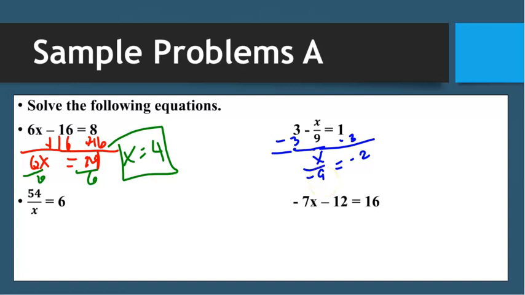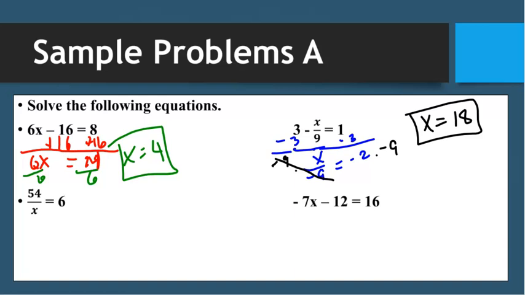So the opposite of dividing by negative 9 is multiplying by negative 9. The x is by itself. I have to multiply by negative 9 on the right-hand side. x is going to equal a positive 18. And I can always check my answer. If I did 18 divided by 9, that is 2, so 3 minus 2 does give me 1.